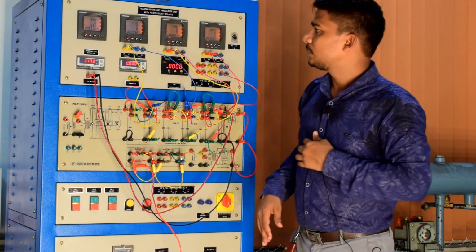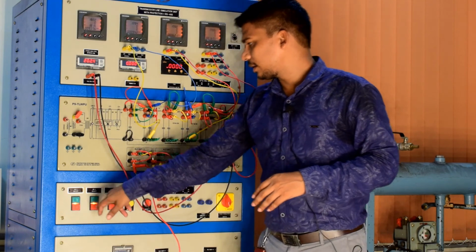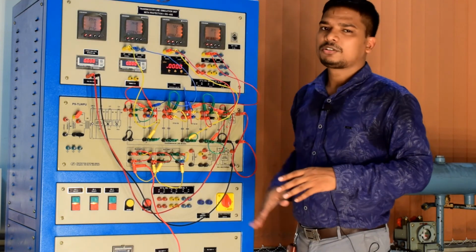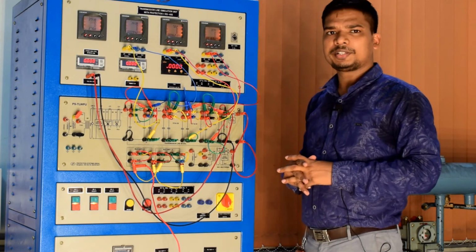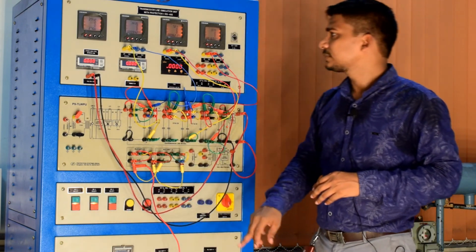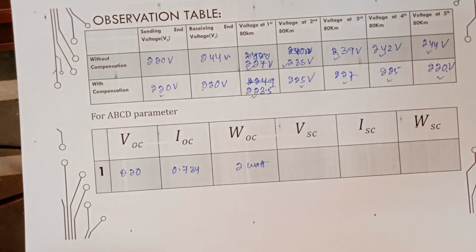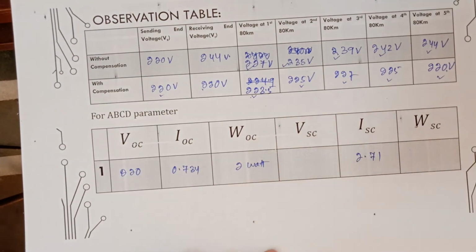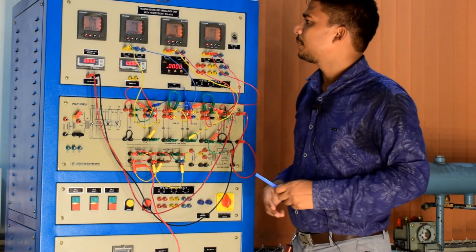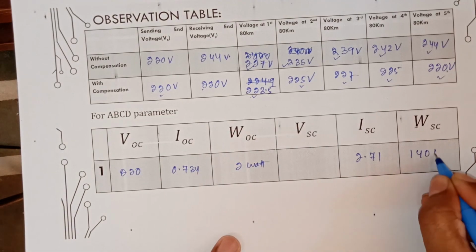Turning on CB1, right now I have applied approximately 180 volt, and if I turn on circuit breaker 1 and see the current, it is 2.71. This is short circuited because CB2 is turned on, and the current is 2.71. So that is the short circuit current. I write the observation, 2.71, and if I see the power by pressing this switch, I am getting 140 watt.